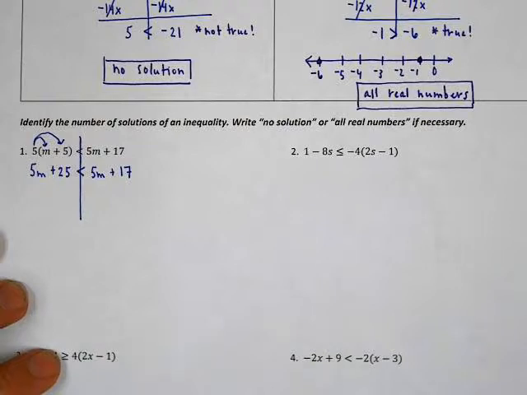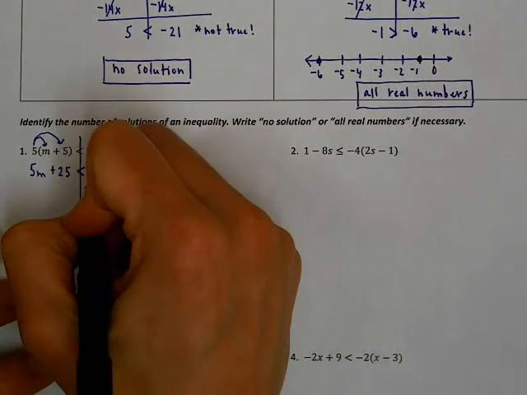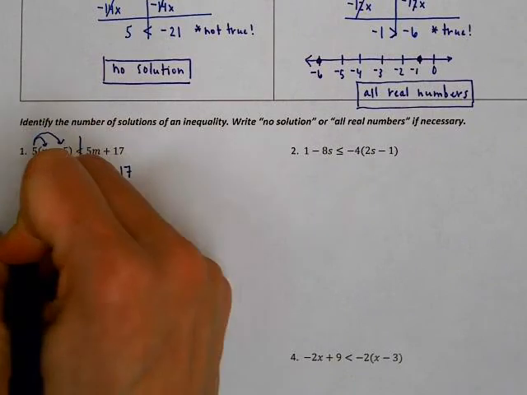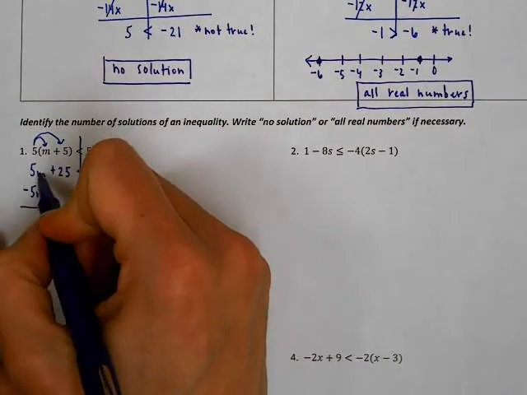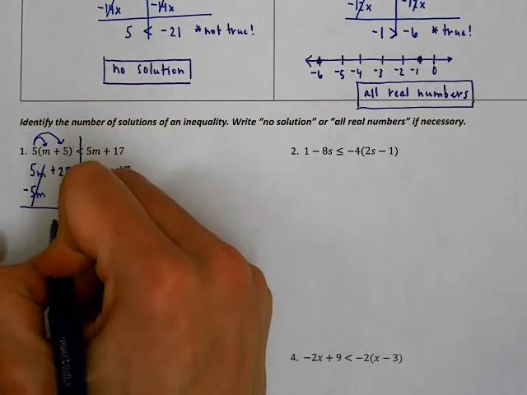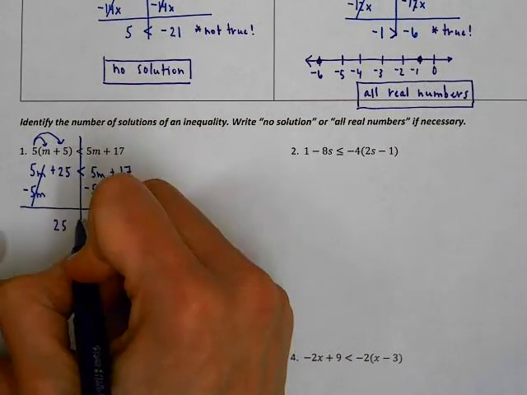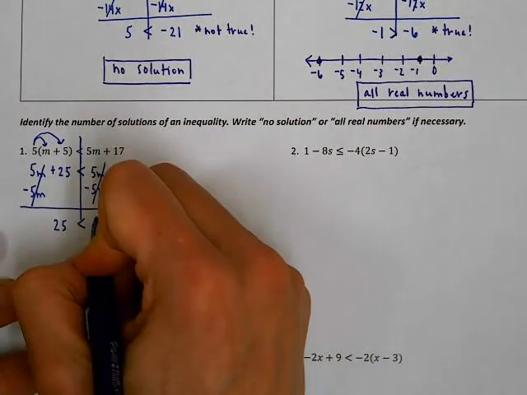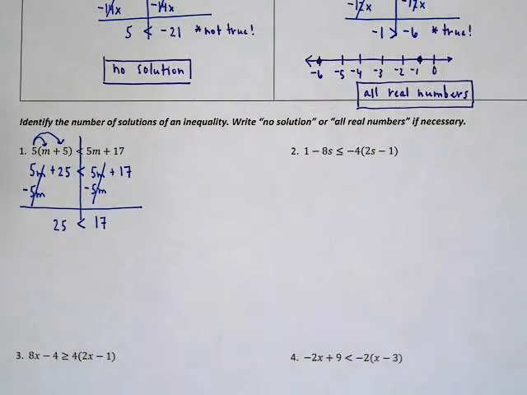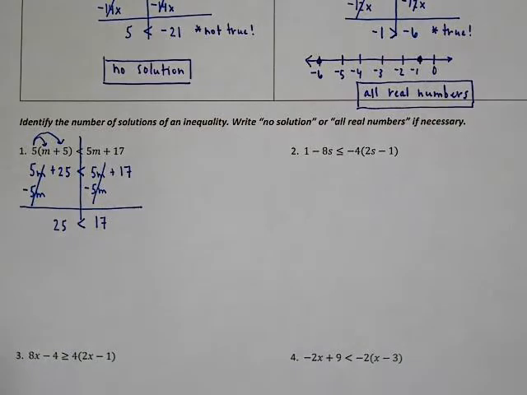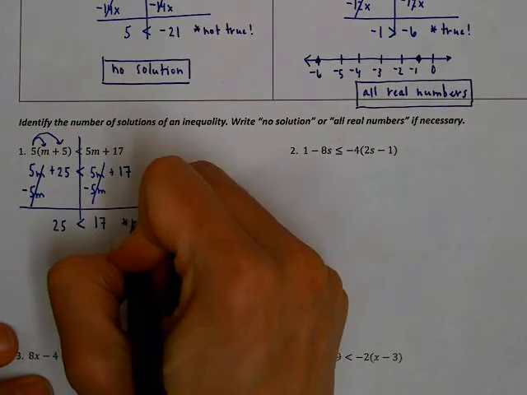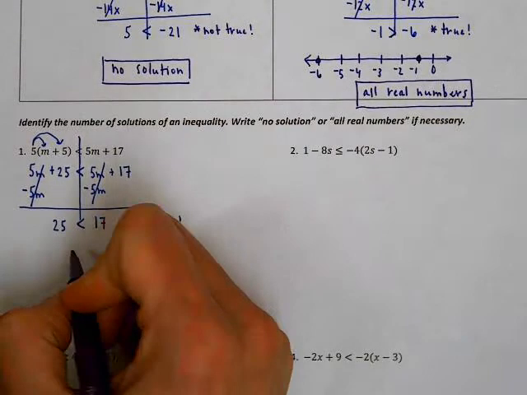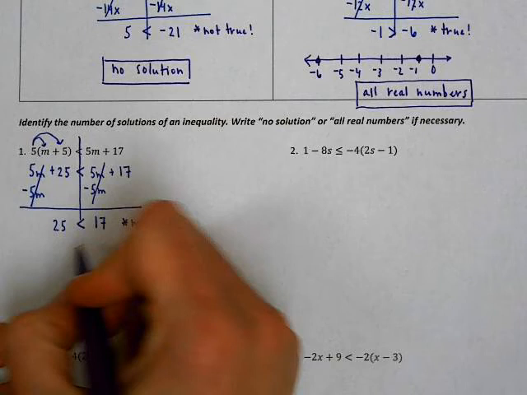I have variables on both sides. I want them all on the left side, so I'm going to subtract 5m from both sides. When I do that, these are going to cancel. I have 25, and my inequality symbol stays the same. Here my m's cancel as well, and I have 25 is less than 17. I know that this is not a true statement, which tells me that, like case 1 up at the top, I have no solution.